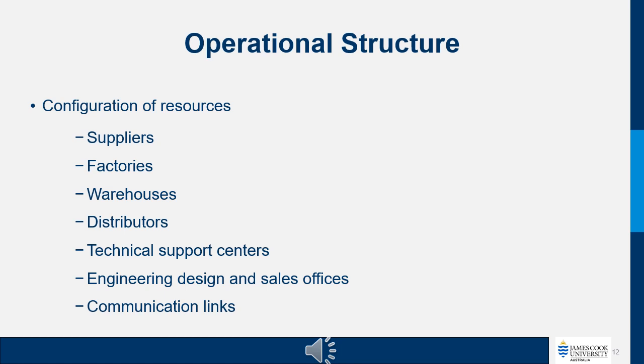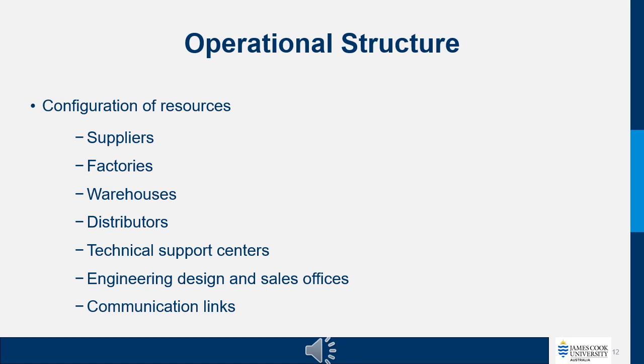Technical support centers, basically, they are providing assistance and troubleshooting services to customers regarding product usage, maintenance, or repair. Engineering design and sales offices are departments responsible for product design, development, and sales activities. And lastly, we have communication links, which refer to the information and communication channels utilized within the operational structure.